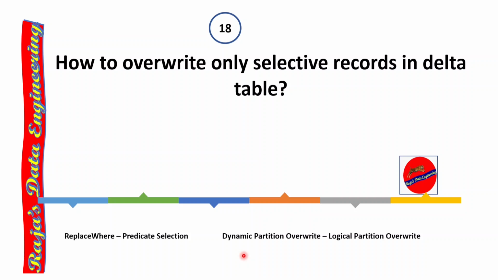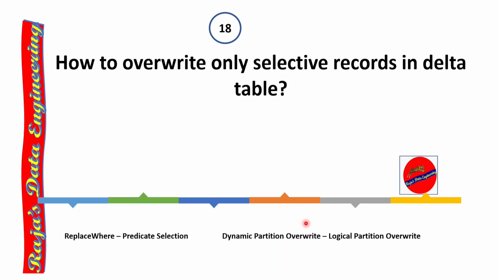For that, there is a functionality called replaceWhere. This is the key for this question. With the help of replaceWhere, we can give a where condition, like where year equals 2017. Then it is going to replace all the data files having data of 2017. So in order to answer this question, we have to use the keyword replaceWhere. And also there is one more concept, dynamic partition overwrite.